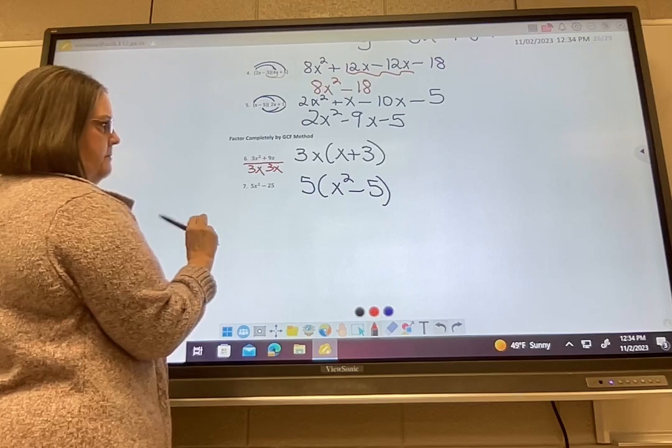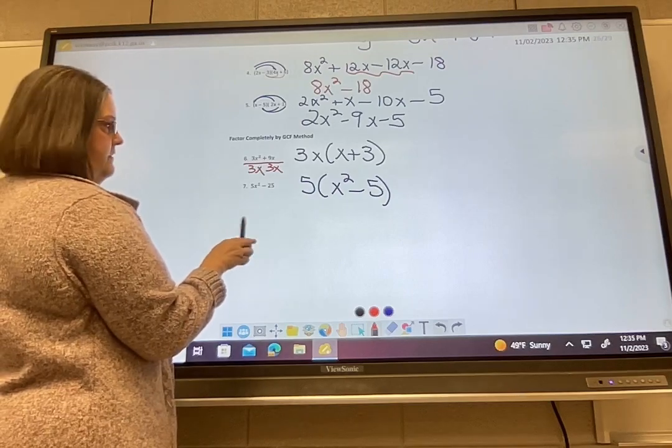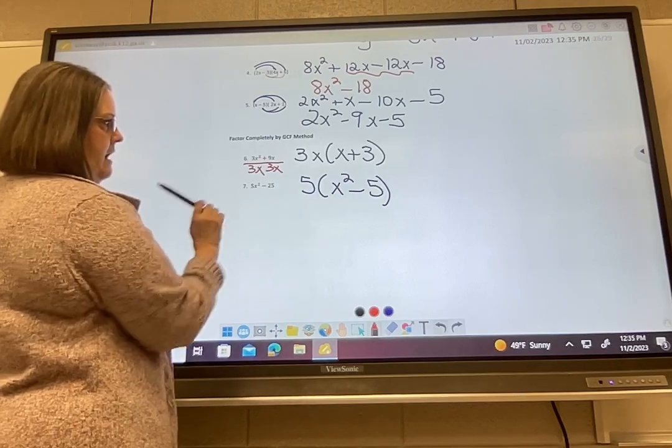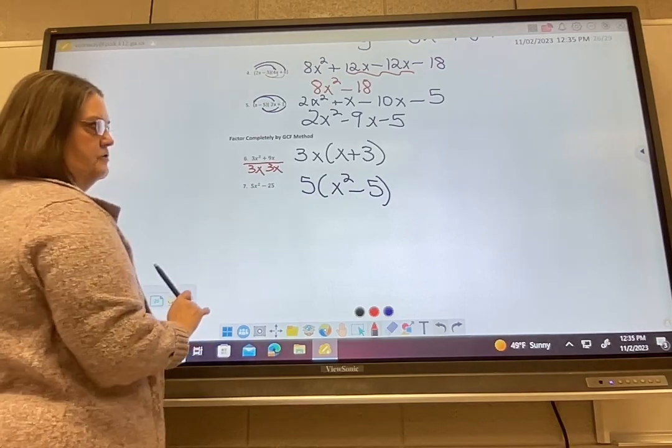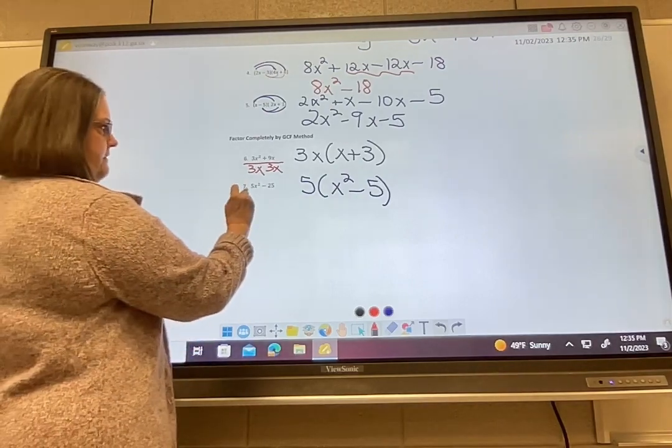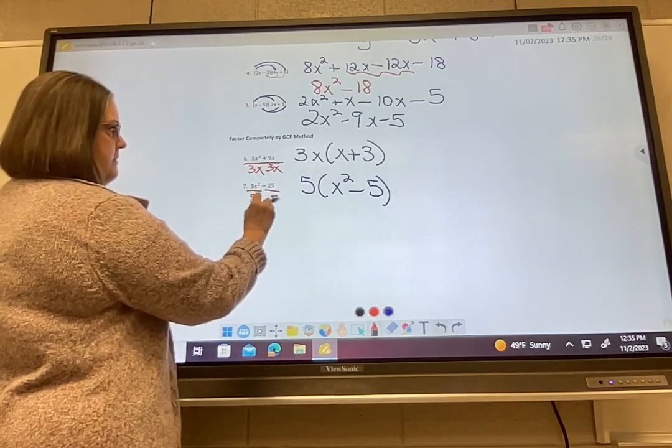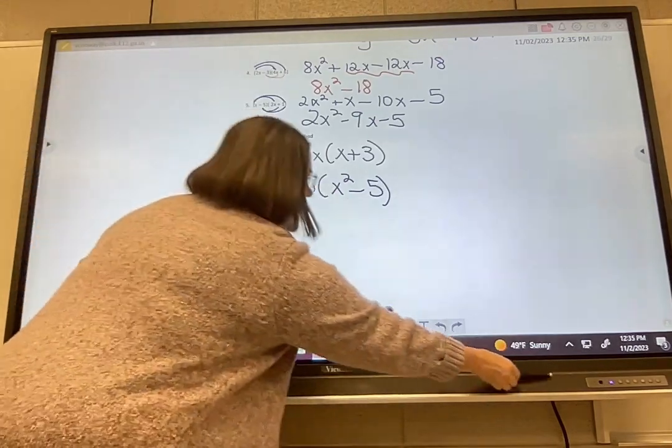I do the same thing here. I'm going to pull out the biggest number that I can that divides evenly into both the numbers, and that would be 5. I don't pull a variable this time because I don't have a variable with the 25. So I just divide each term through by 5. That gives me x squared minus 5.